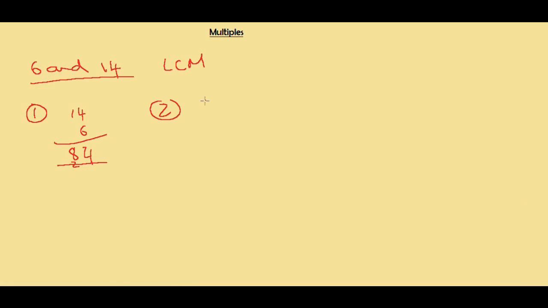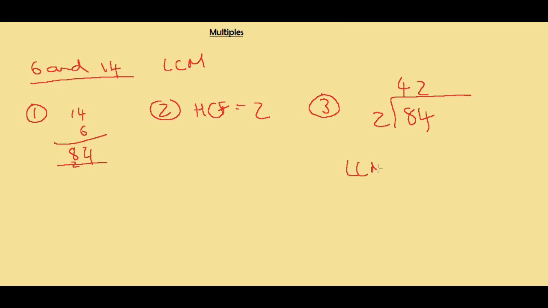Step 2 was finding the highest common factor. Now if we just look at 6 and 14, the factors of 6 are 1, 2, 3 and 6. 3 doesn't go into 14, 2 goes into 14, 6 does not go into 14, so the highest common factor is actually 2. So the last step was to divide, so 84 divided by the highest common factor. 2 into 8 goes 4, 2 into 4 goes 2, so the lowest common multiple there is 42.